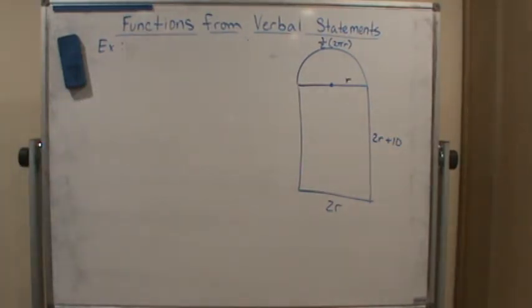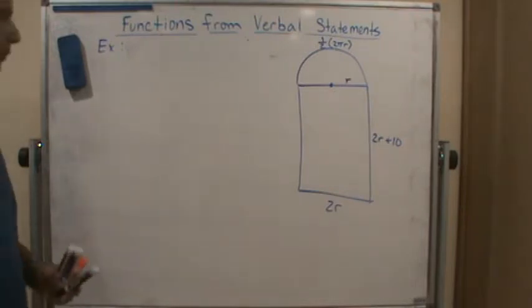Okay, so in this case it says, an architect designs a window in the shape of a rectangle with a semicircle on top, as shown on the board here. The base of the window is 10 centimeters less than the height of the rectangular part. So let me say that again. The base of the window is 10 centimeters less than the height of the rectangular part. Express the perimeter, P, of the window as a function of the radius, R, of the circular part.